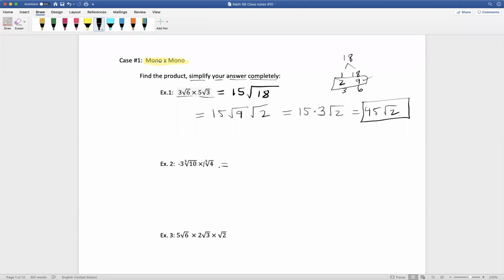All right, so let's take a look. Negative 3 times 1 is negative 3. We multiply these two on the outside. We know we're going to have the cube root of something. We're going to have the cube root of 10 times 4, which is 40.